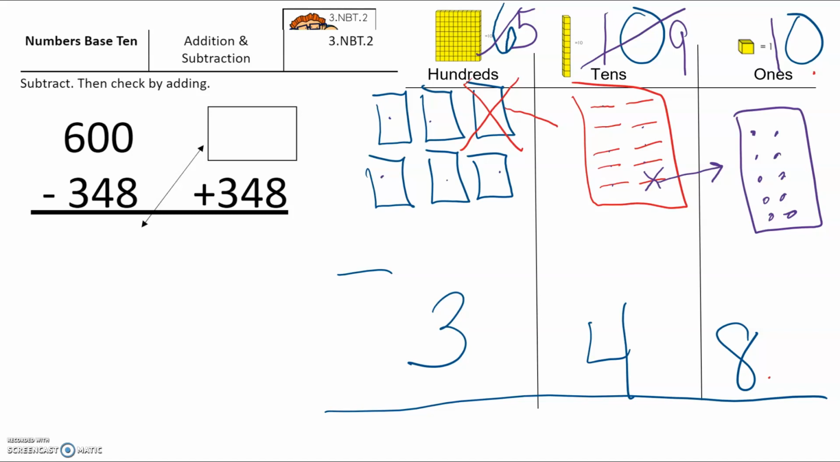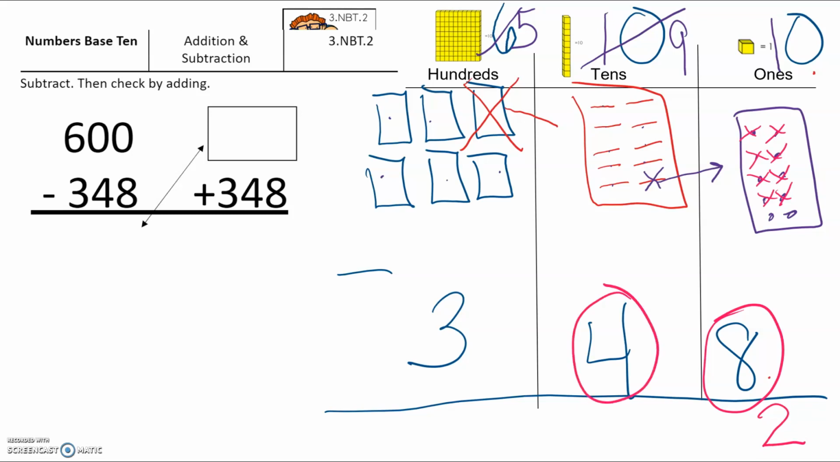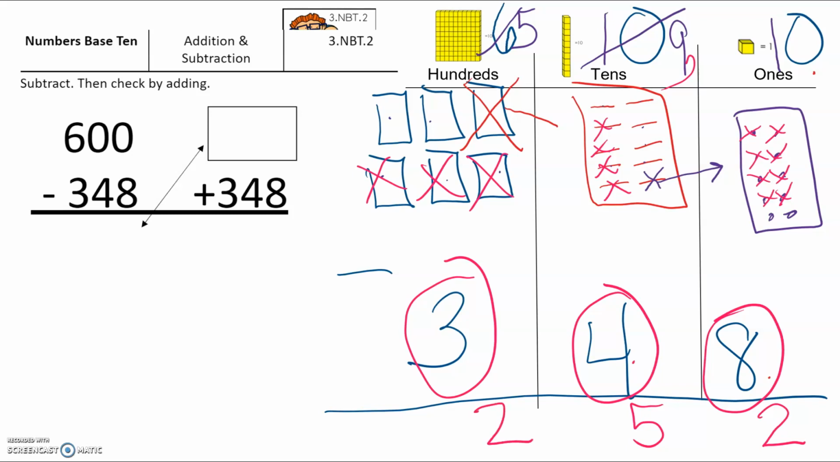Now I can go and do my subtracting. So I need to take away 8 ones, and I can mark those off. 1, 2, 3, 4, 5, 6, 7, 8. That leaves me 2 left over, because 10 take away 8 is 2. And now I need to take away 4 tens. And that gives me 1, 2, 3, 4, 5 left over, because 9 take away 4 is 5. And I need to take away 3 hundreds. That leaves me 2 hundreds left over. So my answer is 252.